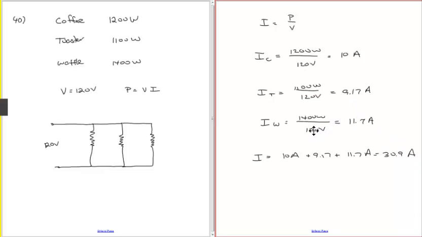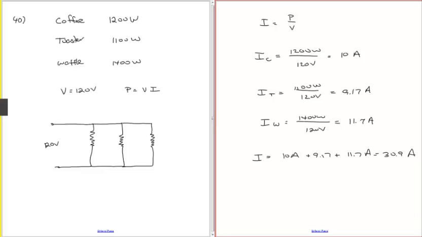Is a 15-amp circuit breaker sufficient in this situation? If you had a 15-amp circuit breaker, it would cause this thing to trip. And what are you trying to protect? Are you trying to protect the waffle maker and the coffee maker? Or are you trying to protect the wires in the wall? You're actually trying to protect the wires in the wall. You could only actually run one of these at a time.